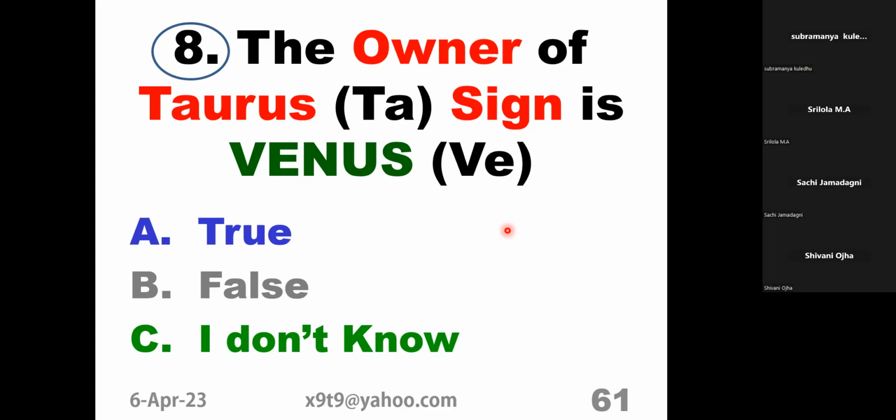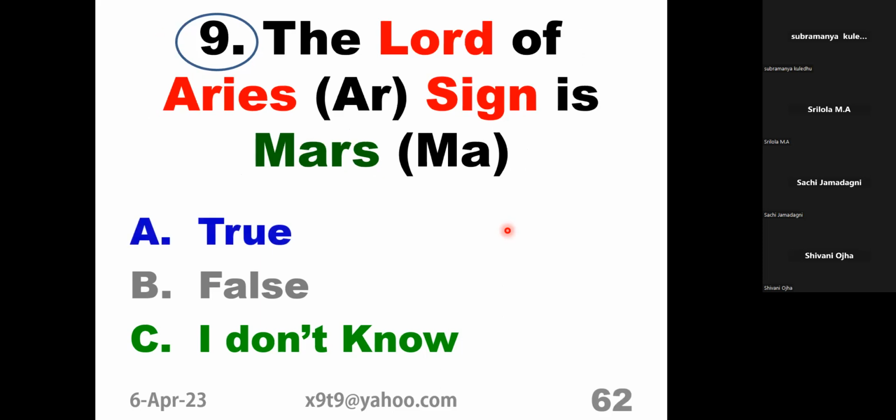Correct. True. The Lord of Aries sign is Mars. No, Mercury. Aries sign. No. It's true. Aries, Kuja, is Mesha. Kuja, yes. Kuja is the owner of Aries, Mesha. Yes, sir.